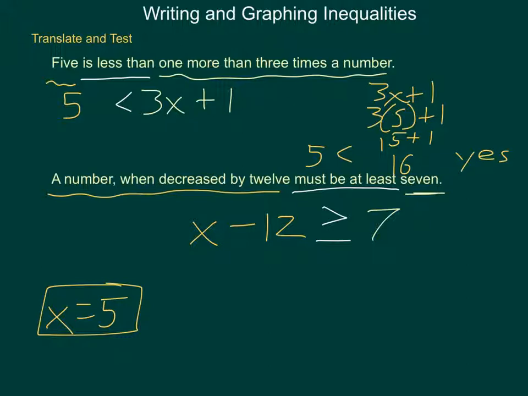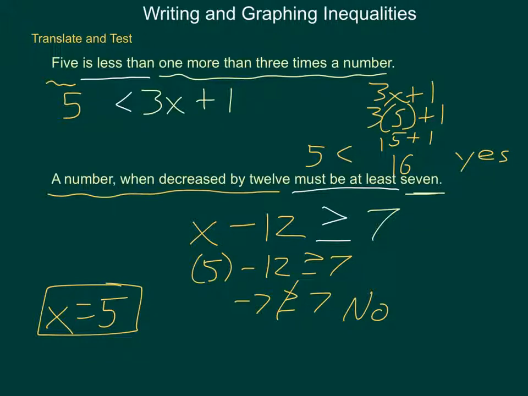Next, let's test 5 in our second expression. 5, that's replacing our x, minus 12 is supposed to be greater than or equal to 7. 5 minus 12 is negative 7. Is that greater than or equal to 7? The answer is no. So in our second inequality, 5 is not a solution. So if you're asked, is a certain item a solution, simply substitute it in for the variable and solve down, simplify the expressions, and see if the inequality holds true.